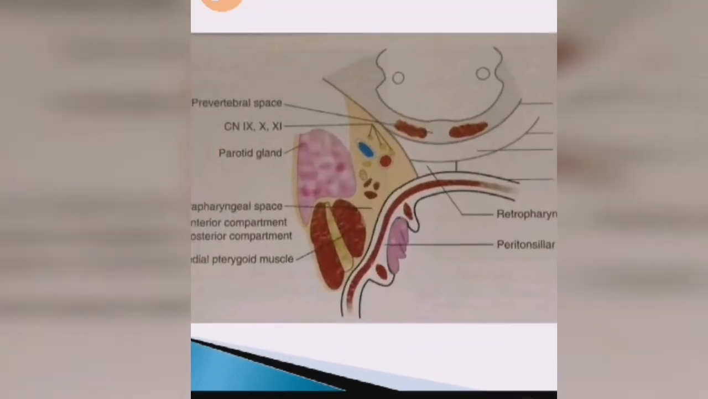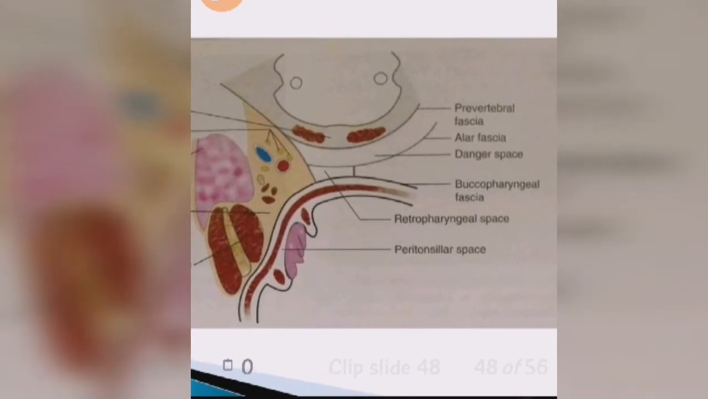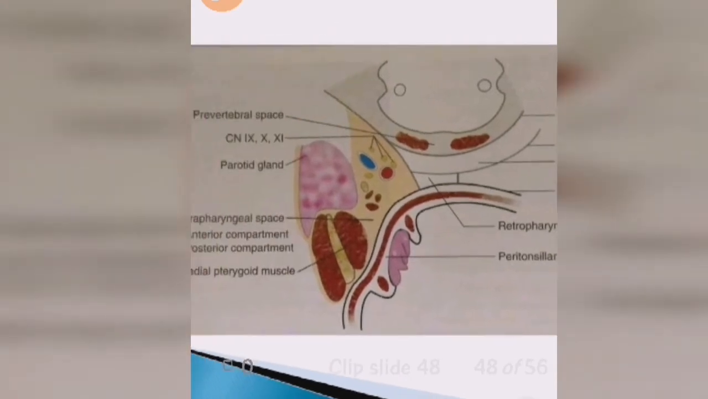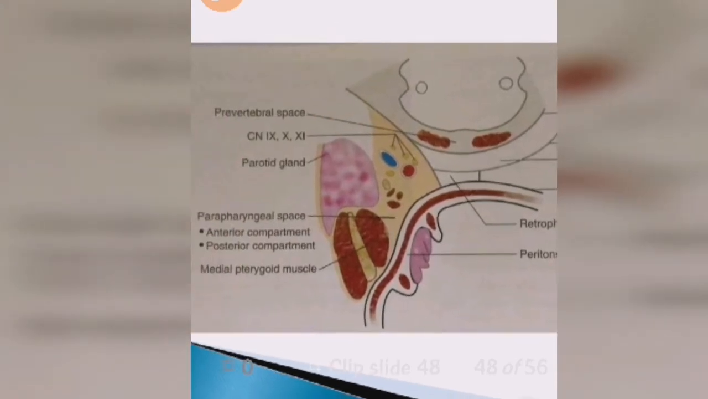You can see here the parapharyngeal abscess, the retropharyngeal abscess, the prevertebral space, and the parapharyngeal space. This is the parapharyngeal abscess. It may have an anterior compartment and a posterior compartment.